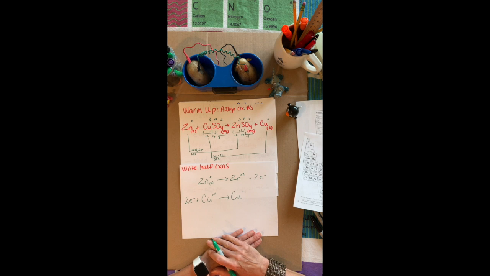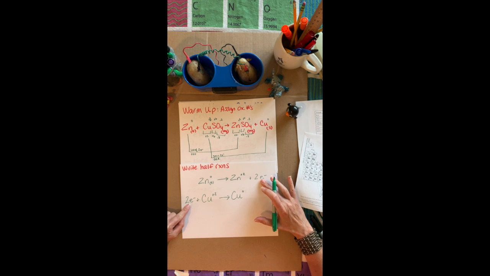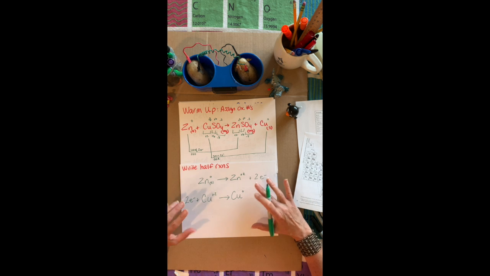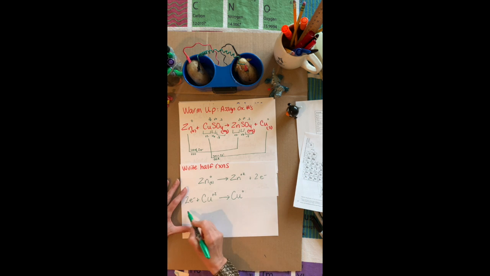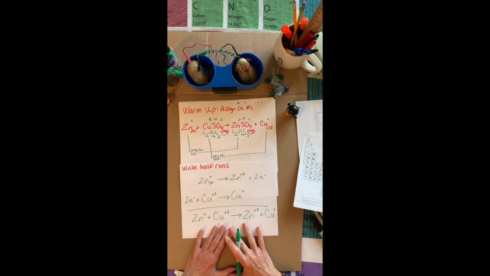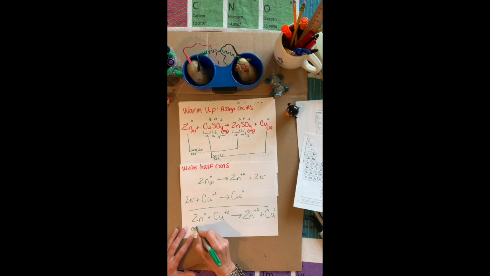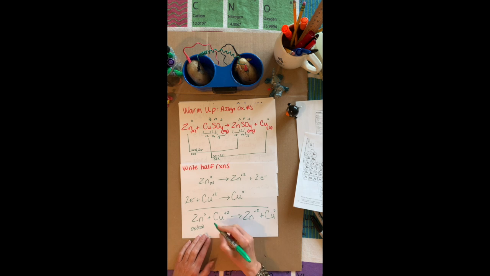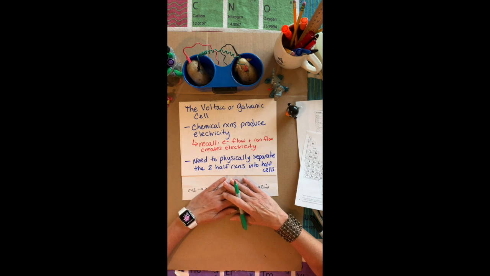oxidation state. They are balanced in charge, so I don't need to do any multiplication here. I will put them together, zinc plus copper, and there's our overall redox equation. Zinc here is oxidized, and this copper is reduced. Okay, so we're going to move on here.